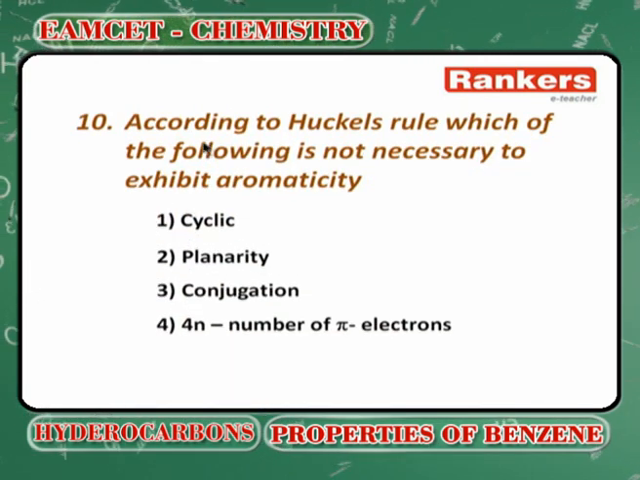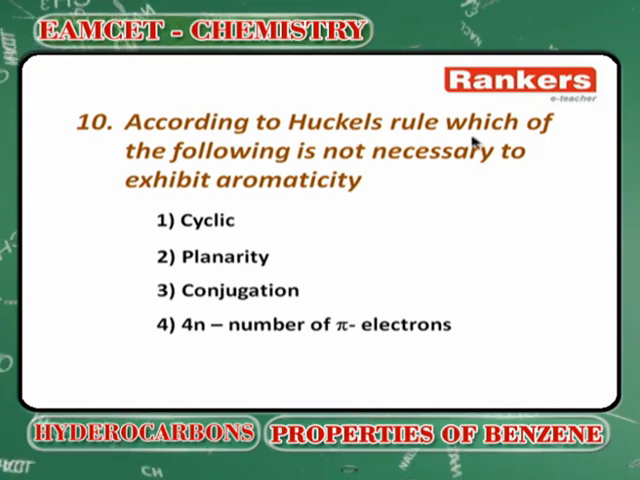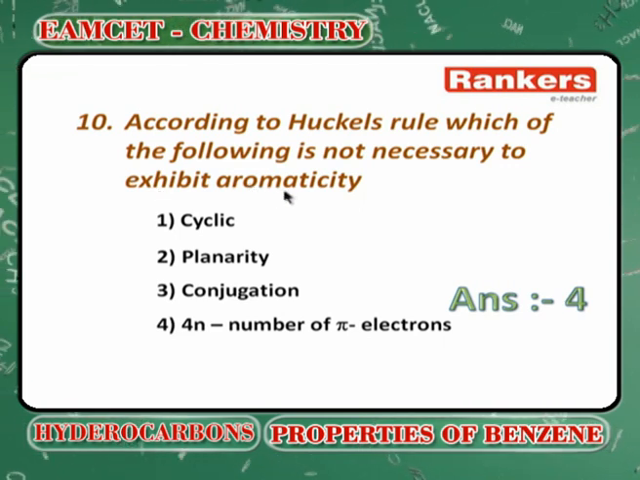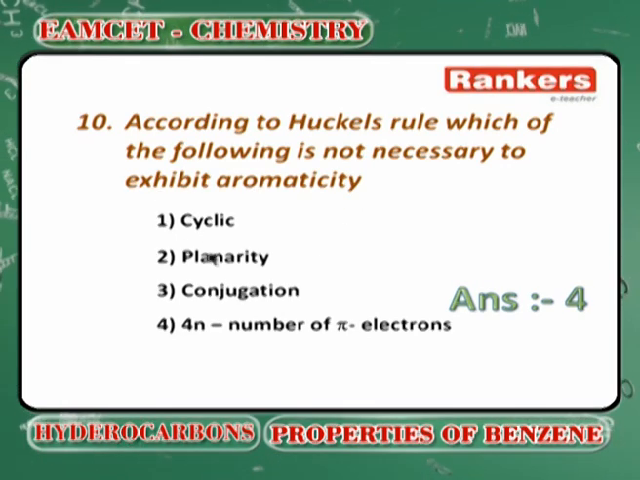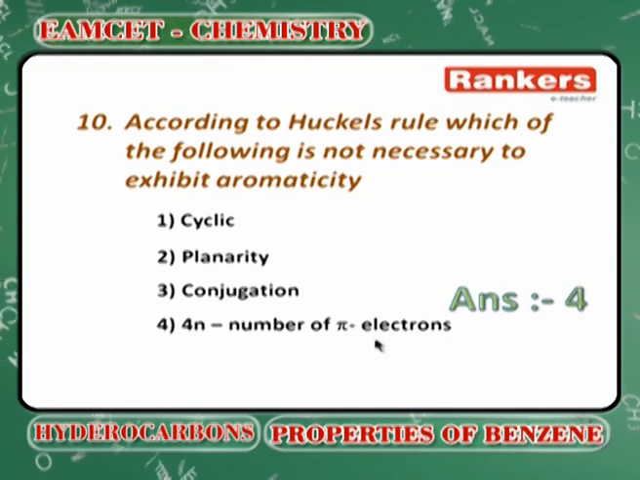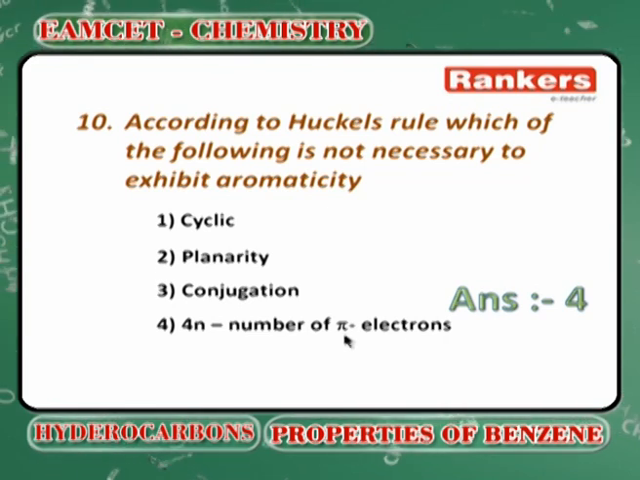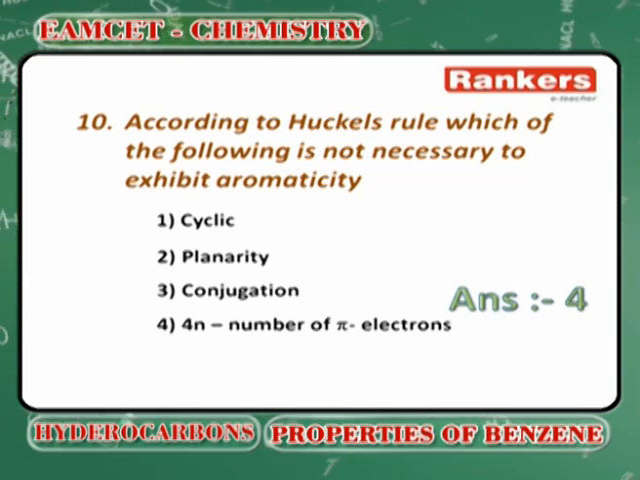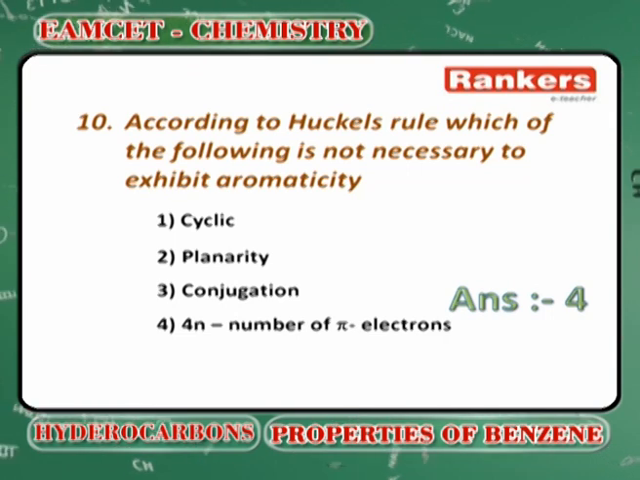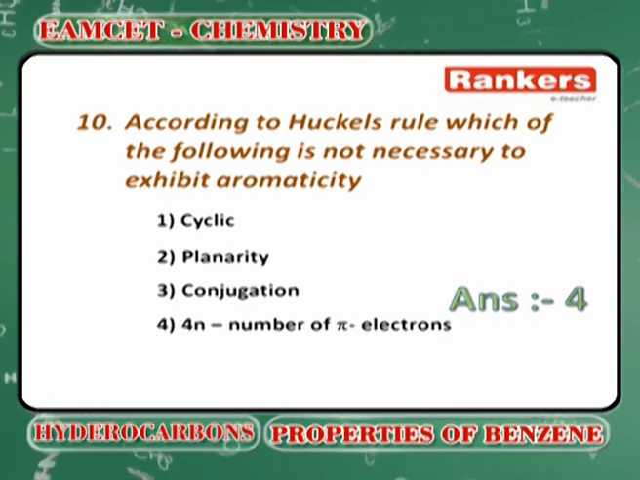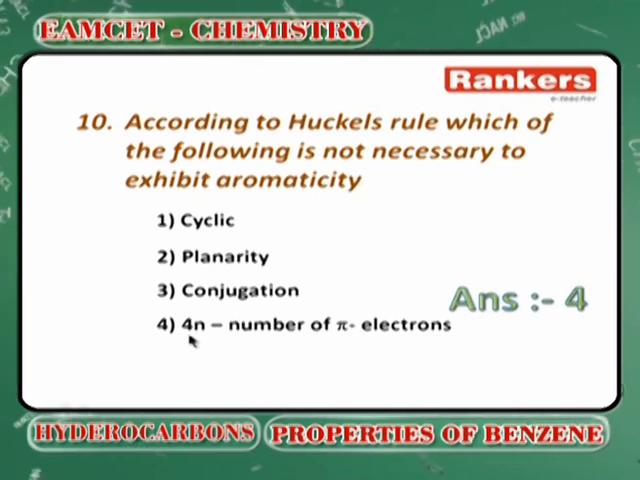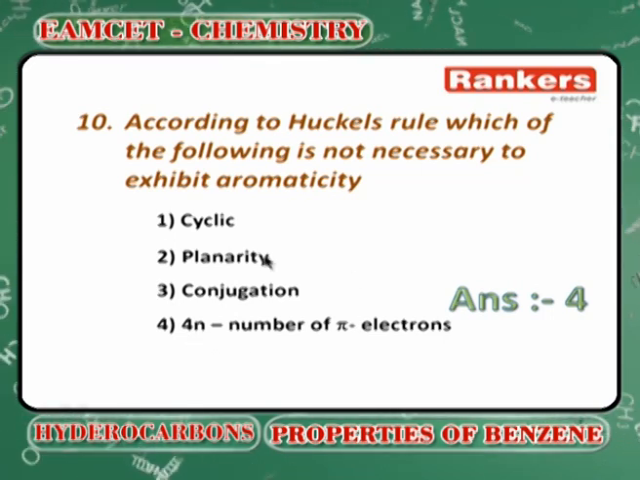Next, according to Huckel's rule, which one of the following is not necessary to exhibit aromaticity? I said cyclic, planarity, conjugation and 4n plus 2 pi electrons are needed. Here it is 4n number. That's wrong. A 4n number actually gives anti-aromatic nature, which is against the aromatic nature. The compounds become highly unstable and very highly reactive. So here the last one is not the correct one. The first 3 are necessary conditions.